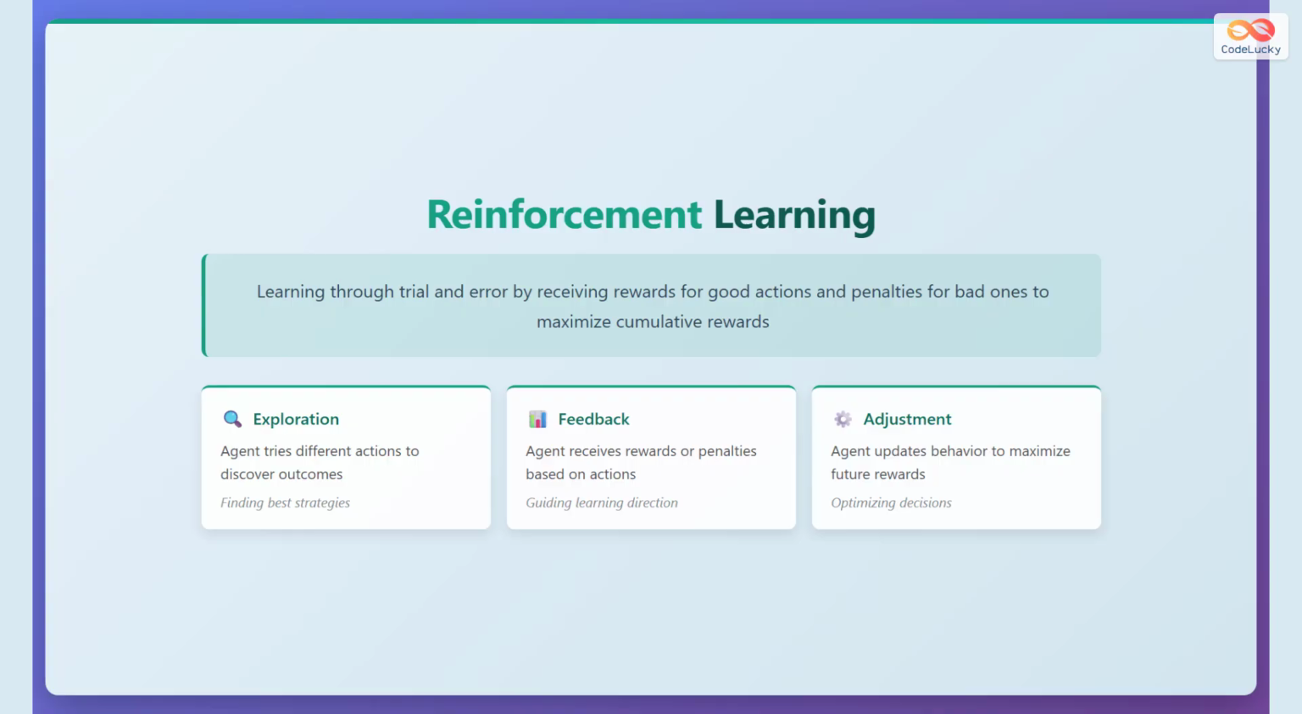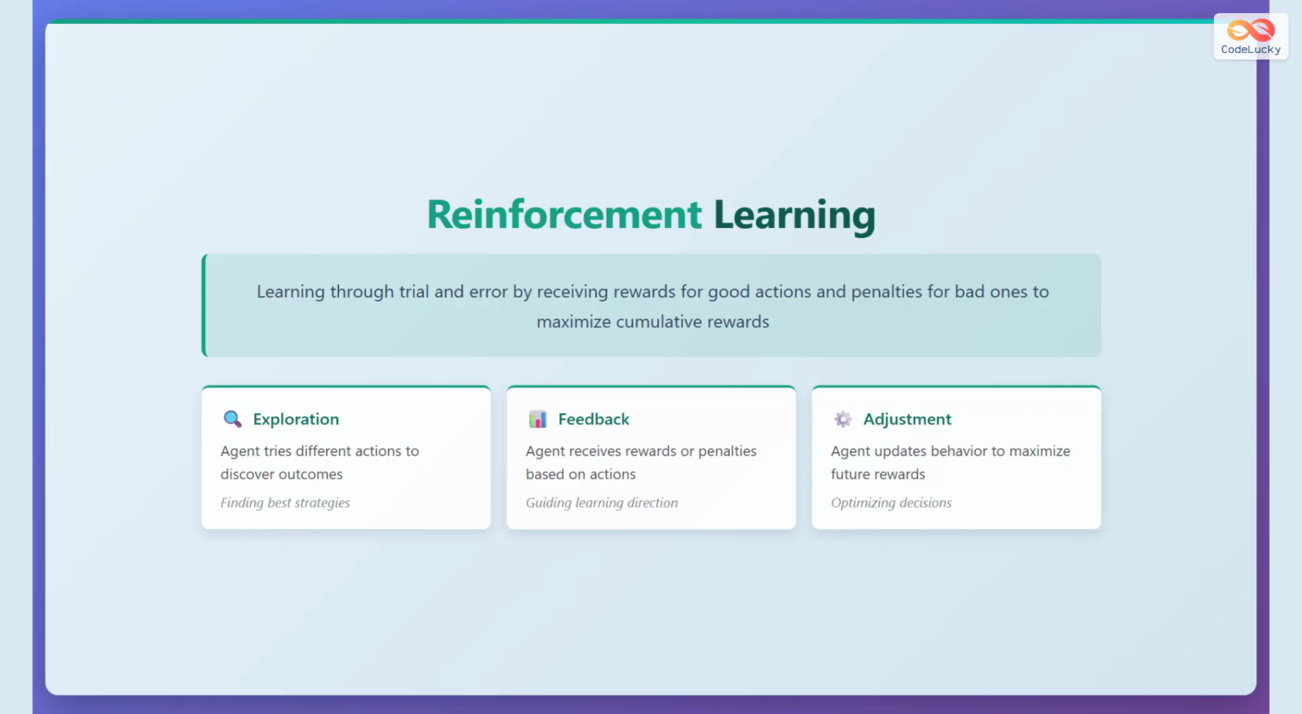Reinforcement learning is fundamentally different from supervised and unsupervised learning. It works through trial and error, where an agent learns by interacting with an environment. The agent receives rewards for good actions and penalties for bad ones, continuously adjusting its behavior to maximize cumulative rewards.